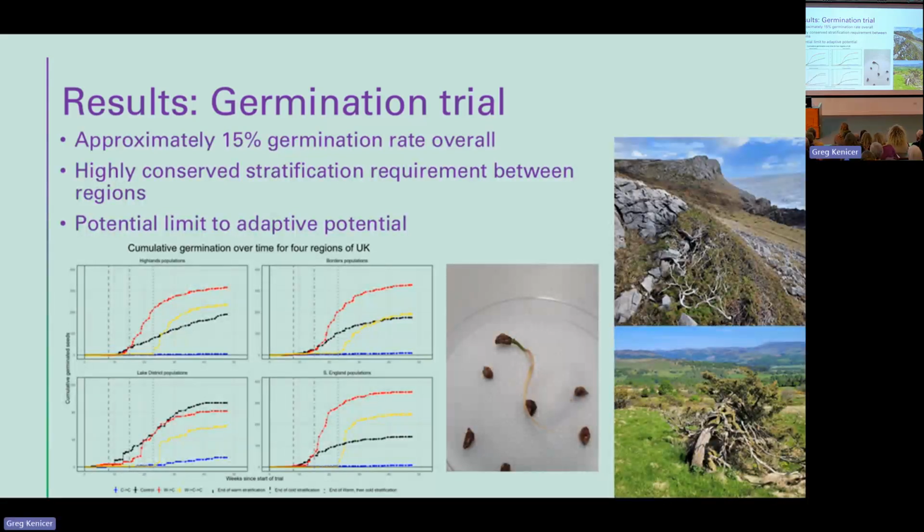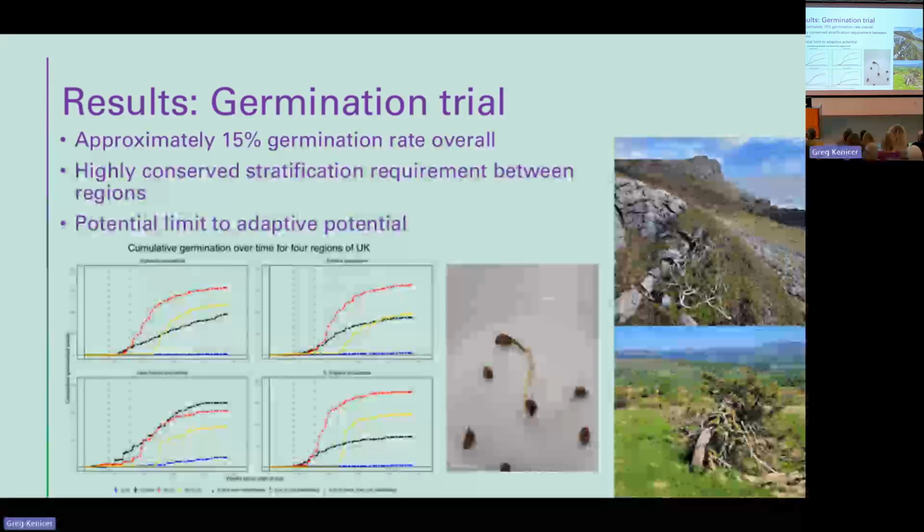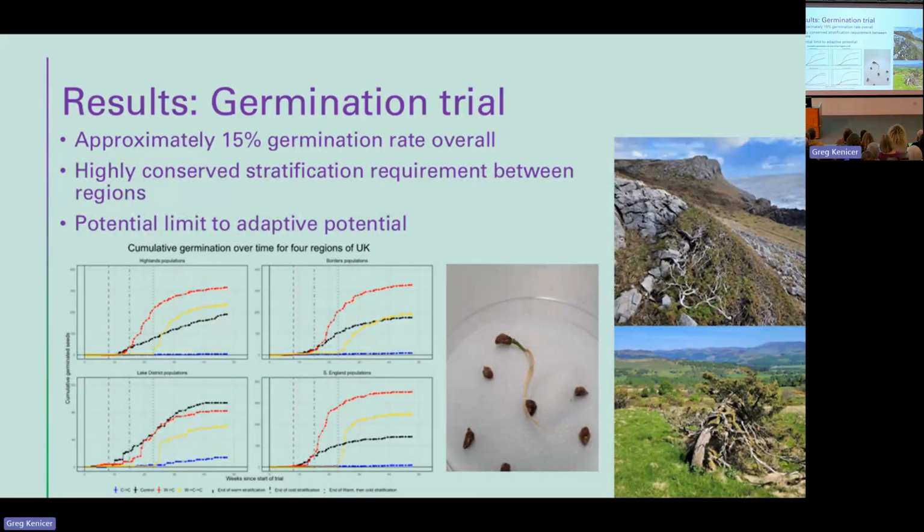The different colors of the lines are the cumulative germination over time, with the different colors representing the different stratification treatments. The big takeaway here is that the red line, representing the warm-cool stratification treatment, is generally the best stratification treatment for all these different regions, which is really quite surprising, right? Because the two pictures on the right show that juniper trees grow in very different conditions, and phenotypically they're also very, very different from one another. So you'd expect some variance in this, but this turns out to be a rather conserved trait for juniper trees. So this may be a potential limit to their adaptive potential.